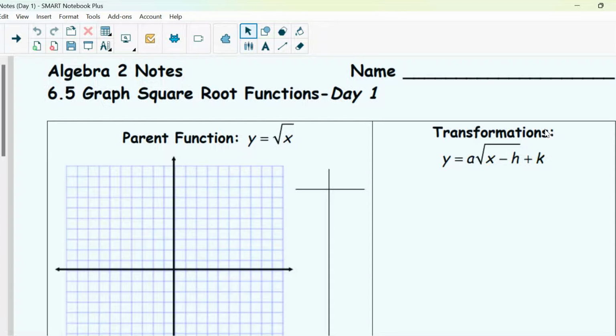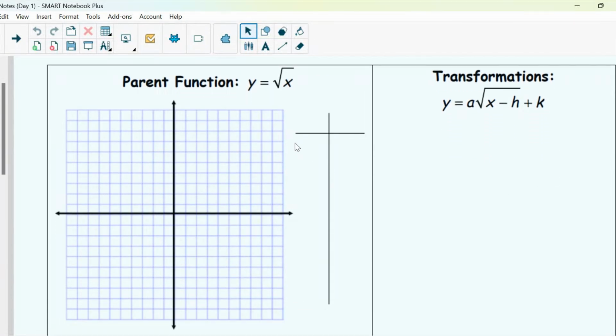So we've already done quite a bit of work with square roots, so this should be nothing too new. First of all, let's just take a look at the parent function. If I've got y equals the square root of x, how we're going to go about graphing this first one is by just making a table.